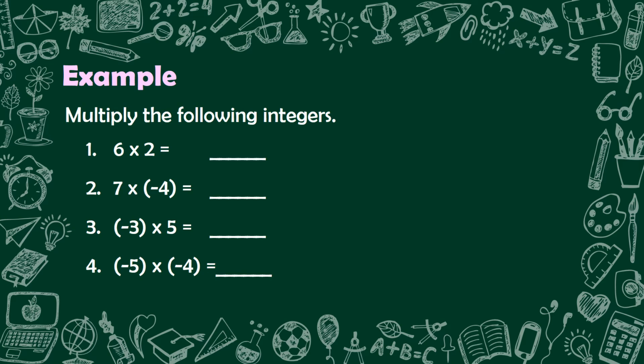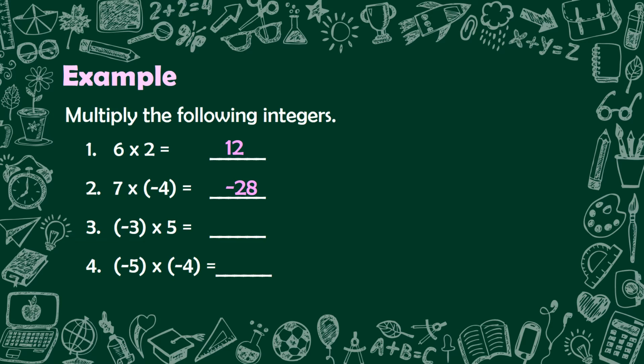Let us have this example. So multiply the following integers. So we have for number 1, 6 times 2. They are both positive, so we will just simply multiply 6 times 2, that is 12. Then for number 2, we have 7 times negative 4. So 1 is positive and 1 is negative. So let us first multiply 7 times 4 is 28. And since we have negative sign, we will follow negative.